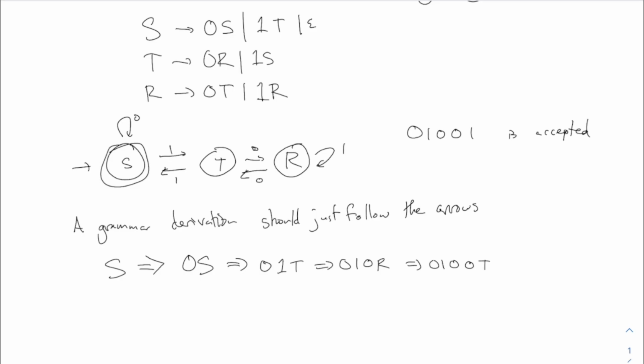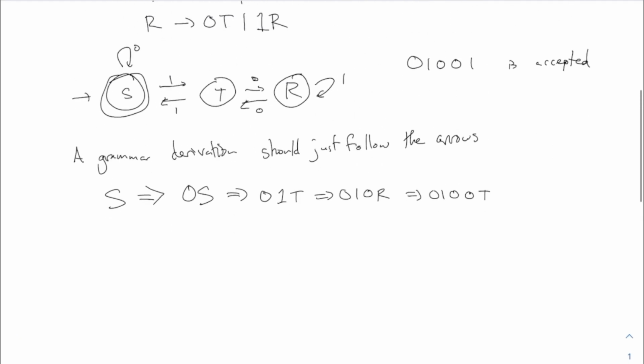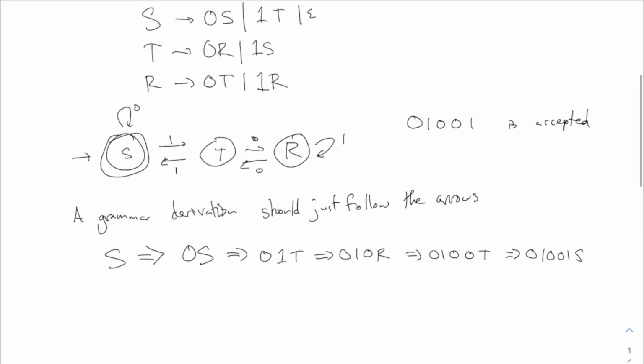And then finally, the 1 at the end, I will go this arrow here. Oh, sorry. This arrow here, T goes to S with a 1. So this is 0, 1, 0, 0, 1, S. Right? T goes to 1S. And then finally, to finish it off, I go S goes to epsilon. And we're done. We have no more non-terminal symbols. So this is 0, 1, 0, 0, 1, the end.